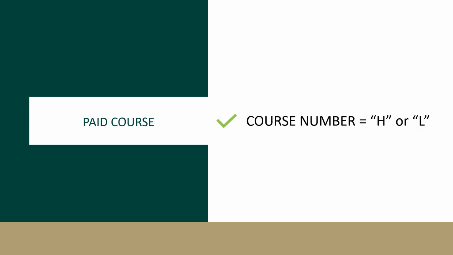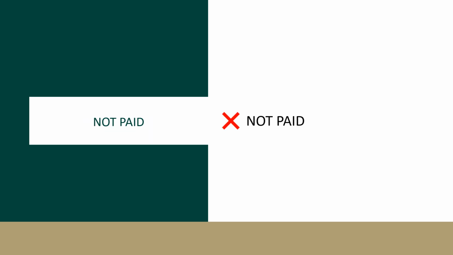If you are scanning attendees into a paid course, the application will validate that the registrant has paid for the course. Paid courses have course numbers starting with an H or an L. If the scan reflects not paid and they don't have an itinerary email with the course, please send them to the registration desk.